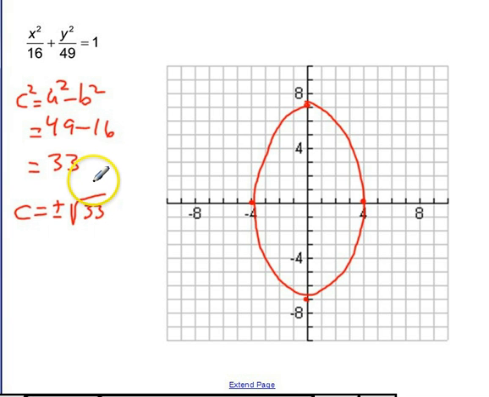Now we can estimate that. That's going to be between 5 and 6, because 5 squared is 25 and 6 squared is 36. So it's going to be between 5 and 6, and it's going to be closer to 6 than to 5, because 33 is closer to 36 than it is to 25. So there's one focus, and there's another focus.